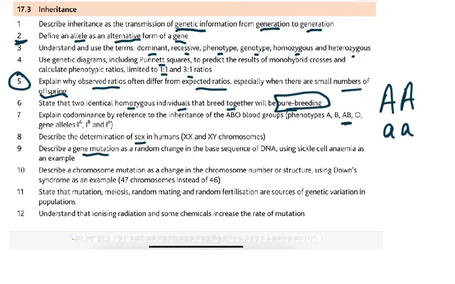Then describe a gene mutation. Then describe a chromosome mutation. So there are two different types of mutation: gene mutation and chromosome mutation. And this is of course new in the syllabus. So state that mutation, meiosis, random mating, random fertilization are sources of genetic variation. Understand that ionizing radiation and some chemicals increase the rate of mutation.